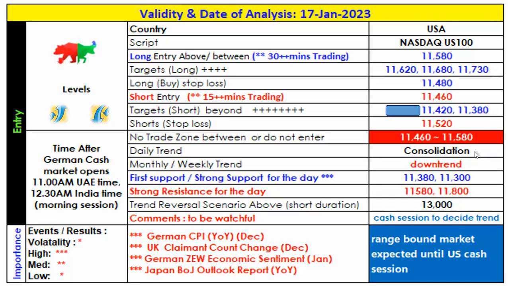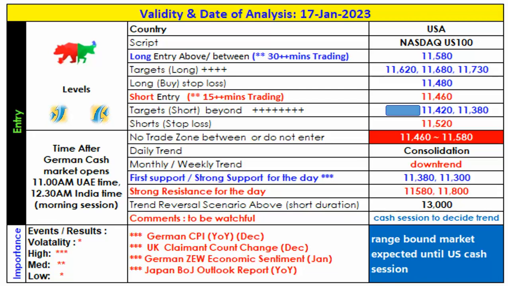The daily trend is currently on consolidation, and the weekly is still on the downside. First support is then 11,300. If you have an idea about reading the indicators, and you see that 11,380 has taken support, you can try to enter and exit at a small loss. In this way you can try swings. Strong resistance is 11,580, then 11,800. These are going to be resistance for the trend reversal scenario on 13,000.